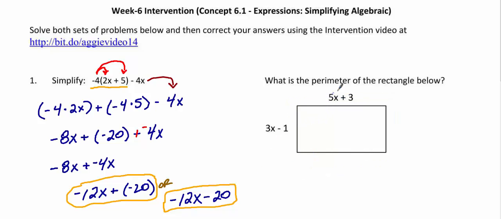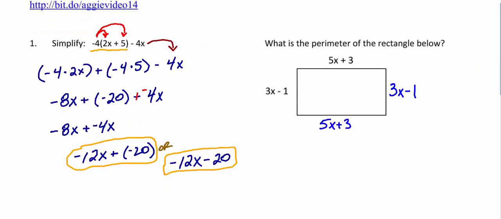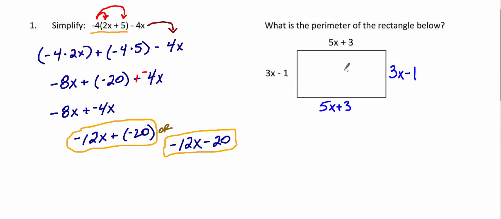Another thing students find really helpful is to take these values, and since they're only printed on one place, put them on the other part. So since this is 5x plus 3 on the top, it's also 5x plus 3 on the bottom. And since this is 3x minus 1 on the left, it's also 3x minus 1 on the right. Let me move this a little bit so there's a little more room to work. Again, instead of subtracting the 1's, you might want to write add the opposite. That's up to you. On this problem, you might not need it as much.